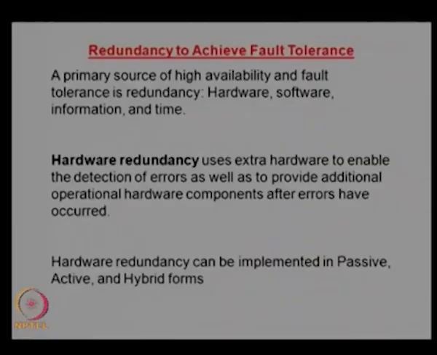Hardware redundancy is one of the primary methods for fault tolerance in a system, and it can be implemented in passive, active and hybrid forms. So, you can have passive hardware redundancy, or active hardware redundancy, or a combination of passive and active, which is known as the hybrid form of hardware redundancy. We will look at how we actually implement these hardware redundancies in passive, active and hybrid forms.